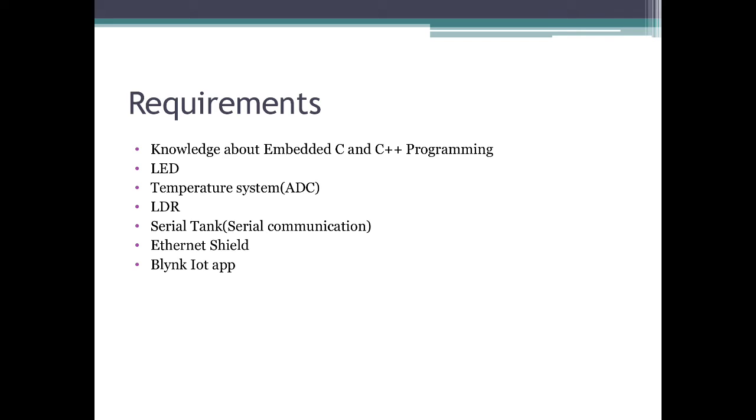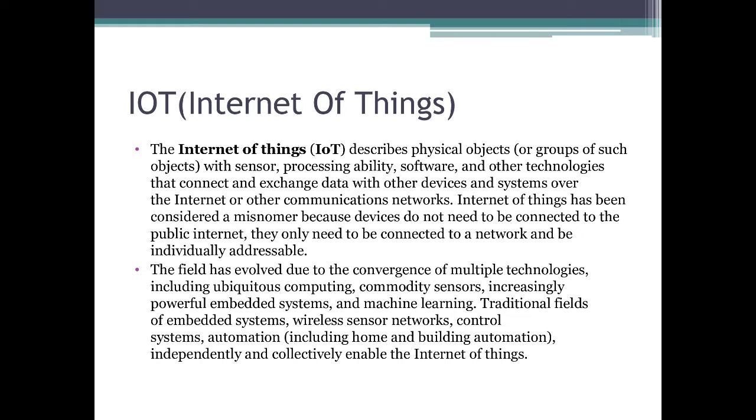Requirements of this project are knowledge about embedded C and C++ programming, LED, temperature sensor, LDR, serial communication, Ethernet shield, Blynk IoT app. Now, Internet of Things. The Internet of Things describes physical objects with sensors, processing ability, software, and other technologies that connect and exchange data with other devices and systems over the Internet or other communications networks.